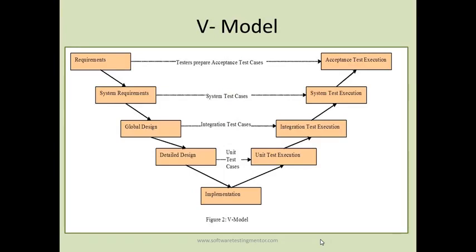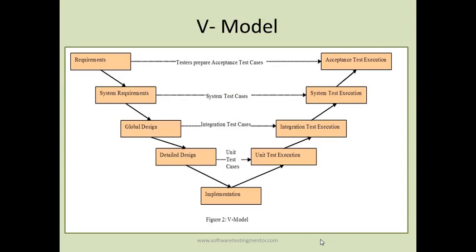So in the V model, testers are involved in all the phases. Right from the requirements phase, testers prepare acceptance test cases. When the requirements are being gathered, they validate those requirements and prepare acceptance test scenarios in that phase. Then in the next phase, when system requirements are being gathered, such as which database will be used and how the design of the whole software will look, testers prepare system test cases.